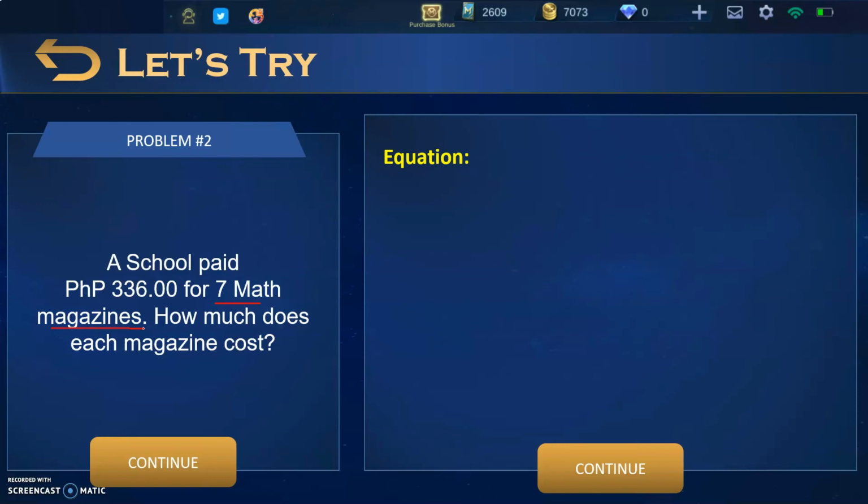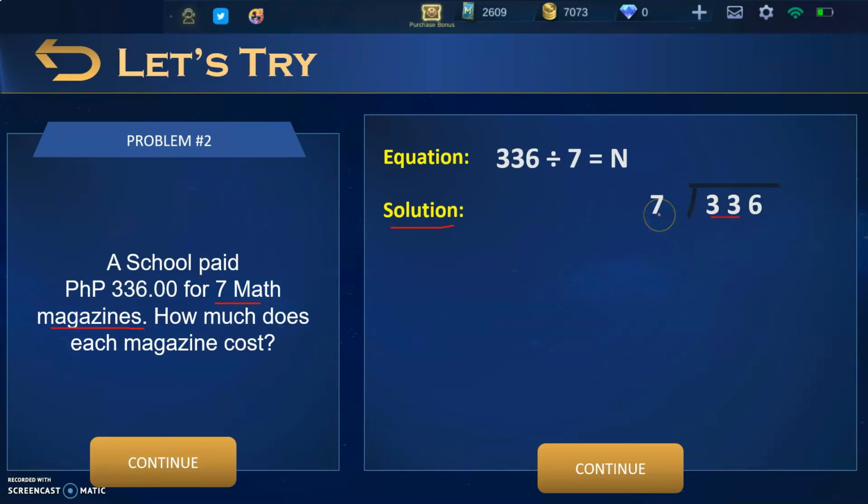Okay? So, after we identify the question and given data, let's have now the equation. The equation that we'll have will be 336 divided by 7 is equal to n. Then after that, we will solve it now. So 336 divided by 7. So let's start with the highest place value. 3 divided by 7 cannot be. So let's proceed with 33.